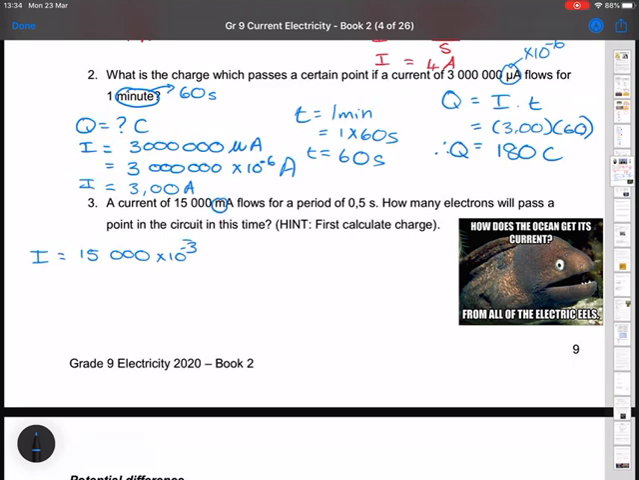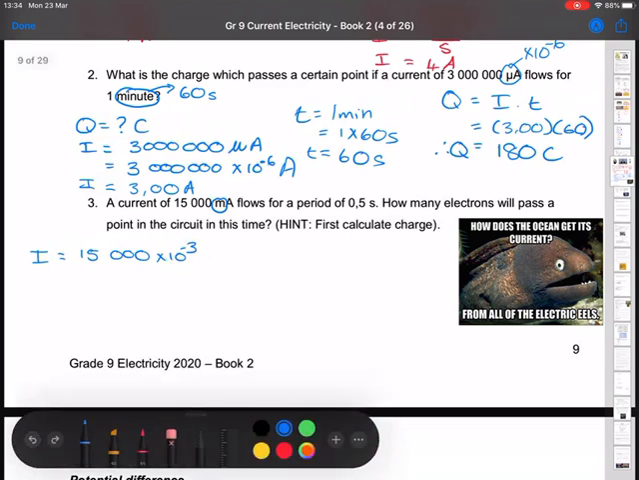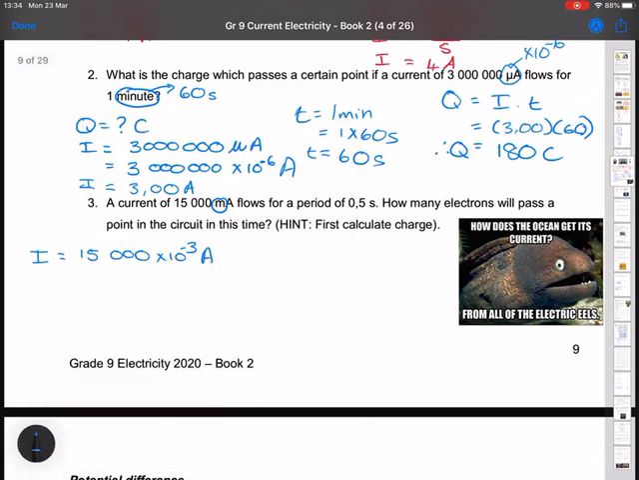You would have had a current of 15,000 milliamperes. Remember, milli means times 10 to the minus 3. So on your calculator, you'd go 15,000, press the times 10 to the x button on the bottom, negative 3, not minus 3, negative 3. And your calculator should tell you that that is 15 amperes of current. Period of 0.5 seconds. We don't need to do any converting there, so our time is equal to 0.5, half a second. Q is what we're trying to calculate. They want to know the charge, and they also want to know the number of electrons.